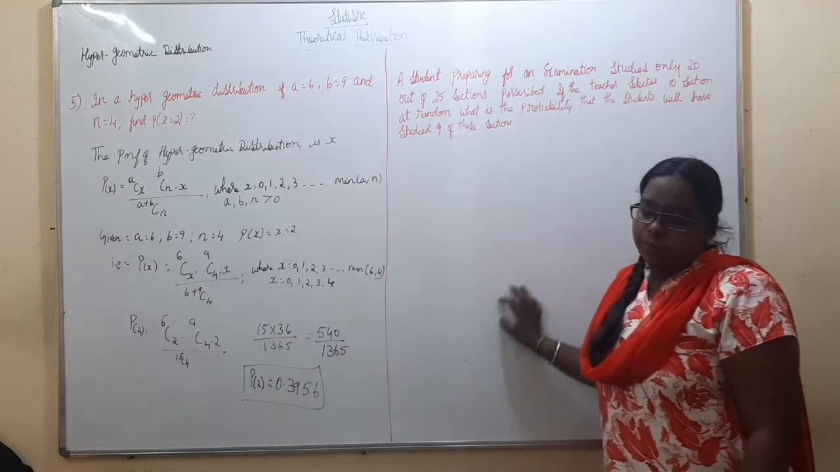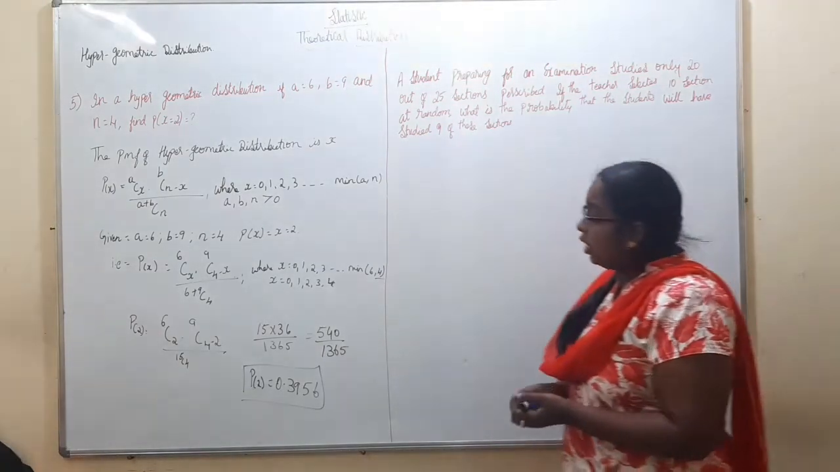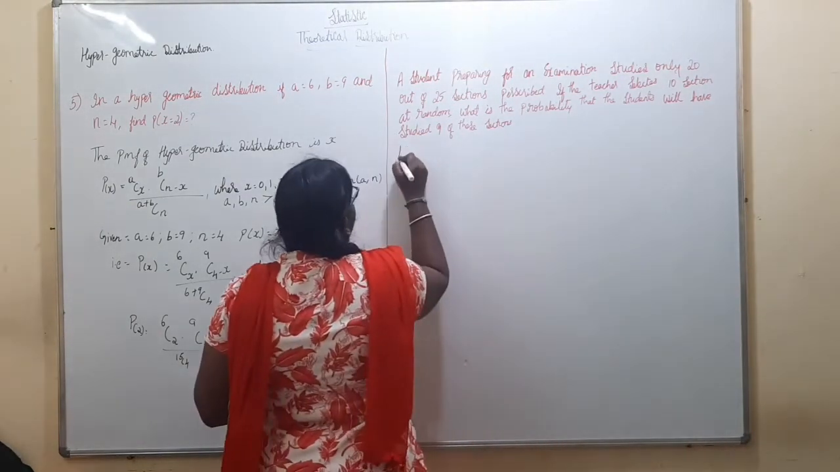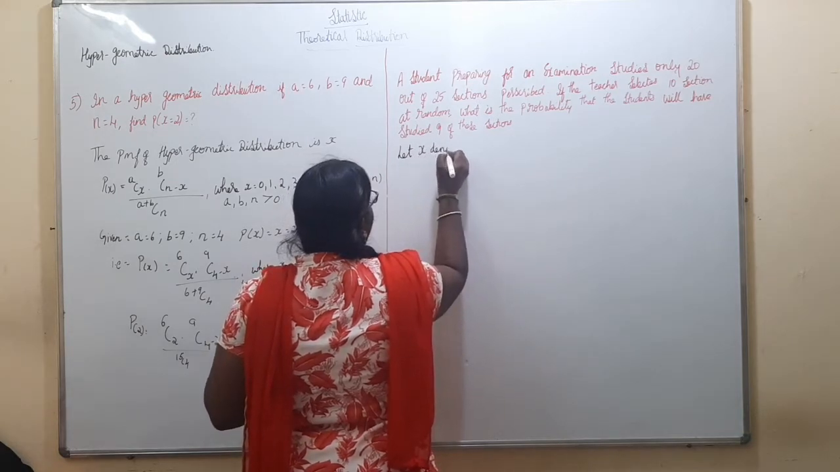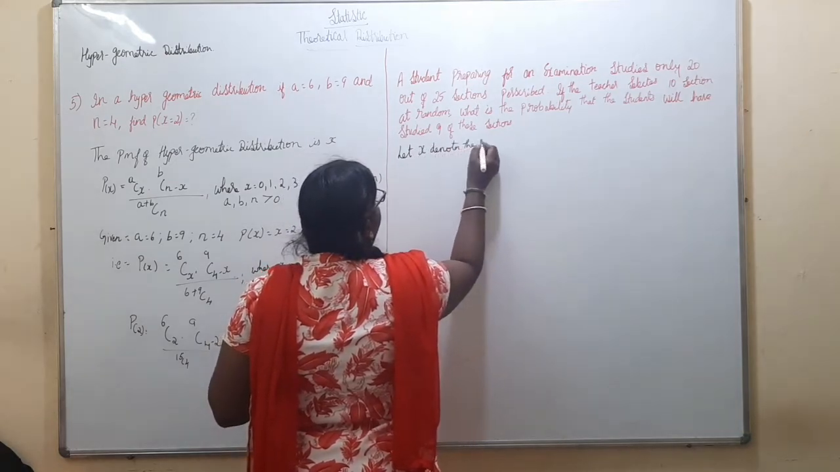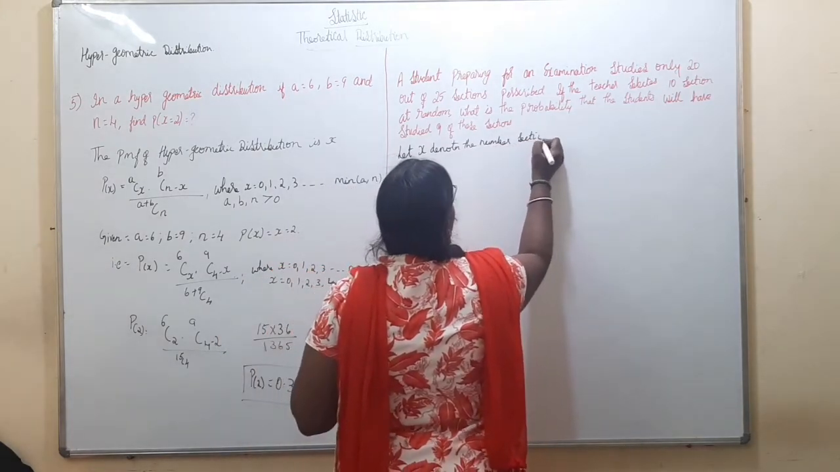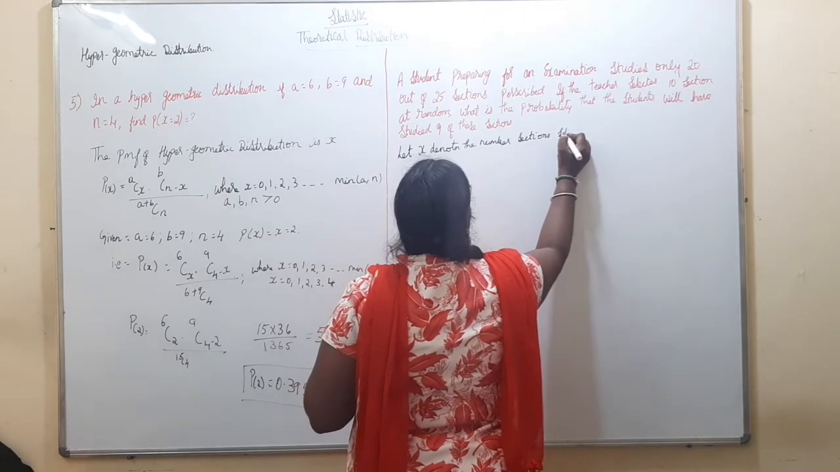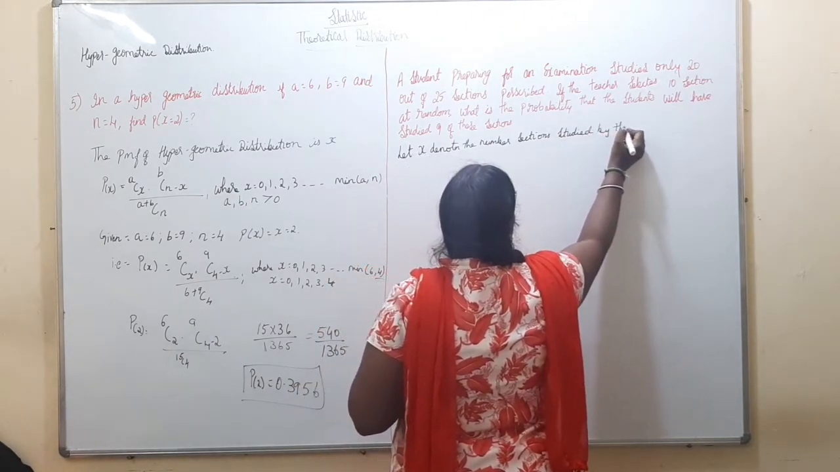So let X be the number of sections studied by the student, which we need to find out. So, the notation of X: let X denote the number of sections studied by the student.